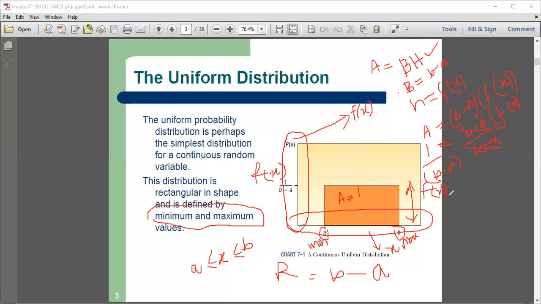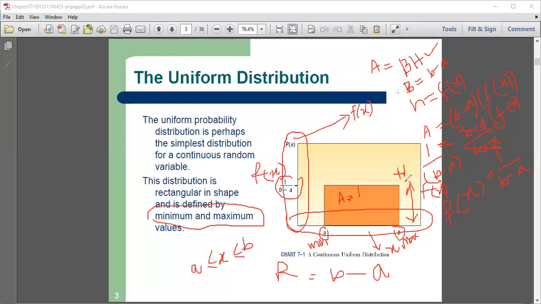So we will get f of x is equal to 1 divided by b minus a. So now you can understand where we get this, where from we get this height for this rectangle. You can see that the height of the area will be computed from 1 divided by b minus a. I hope you understand how we get these formulas.